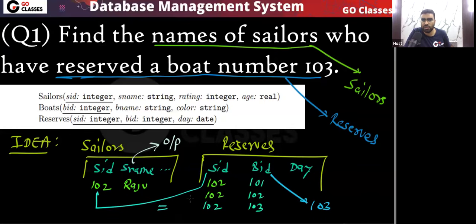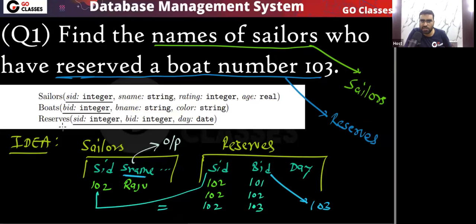So only these conditions, and remember BID must be 103. BID must be 103. Then this S name we want. Yes or no? Is this clear? Please tell me. We want S name. We want those sellers name who have reserved boat number 103. So very simple. So you can see we will check that SID must be same. That this 102, okay, which boats this 102 has booked? This seller, which boats this seller has booked? Maybe different boats this seller has booked.